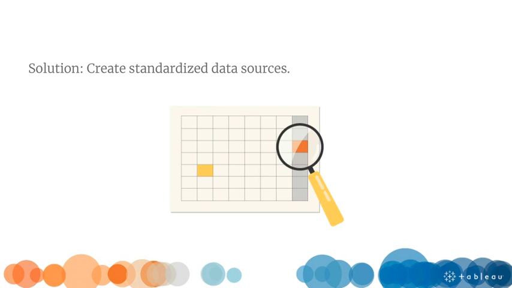One way to standardize data definitions across a company is to create standardized, certified data sources for people to use. This gives people confidence in their data and allows for added contextual information to be added to the data source in order to help people see and understand what their fields stand for.